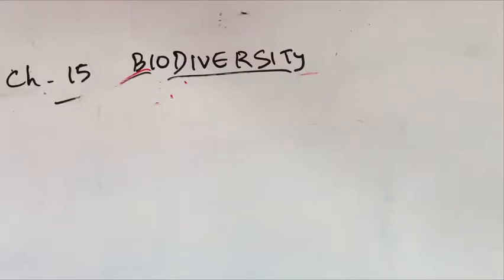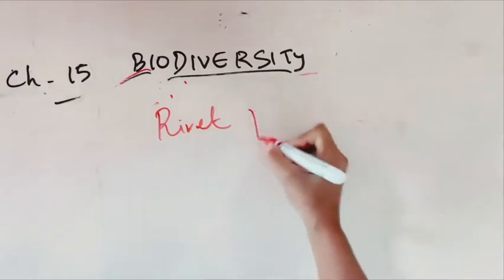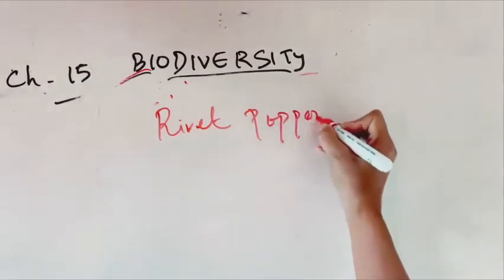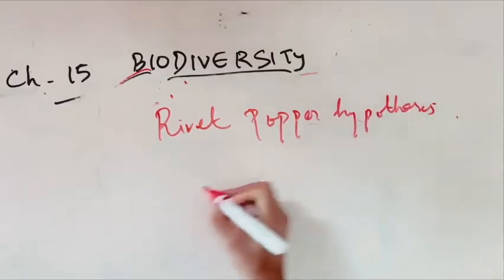All right, that shows how important one species is, how they relate to each other, how they interact with each other in a population, in a community. That shows the importance. How is it known? The rivet popper hypothesis.